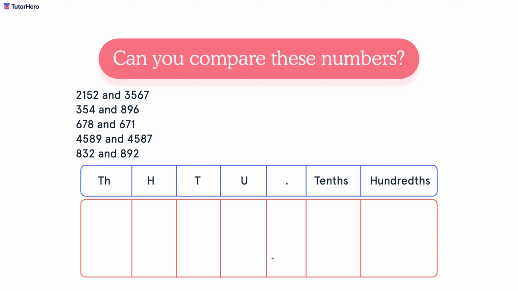Can you compare these numbers? There are 5 pairs for you to compare. Pause the video and have a go using the place value chart if you need to. How did you get on? Here are the answers.